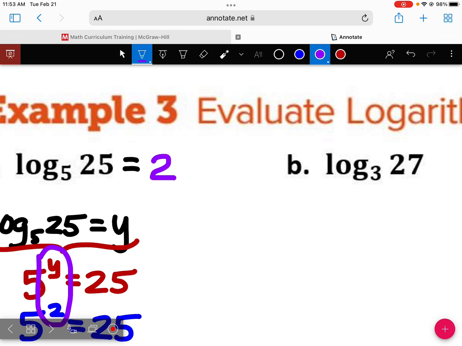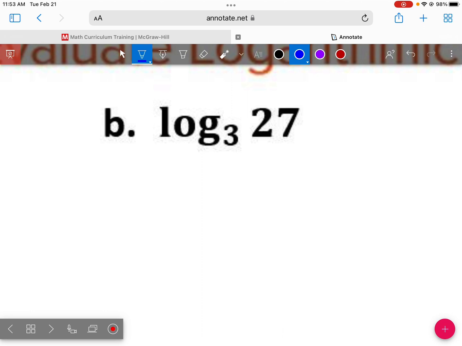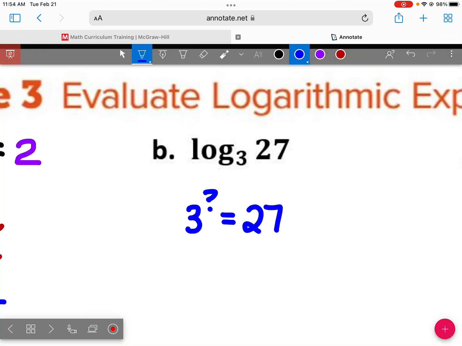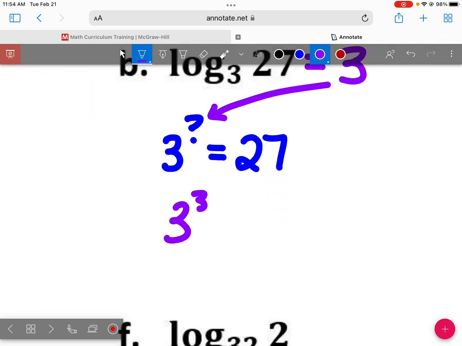Let's try this next one, part B. Help me rewrite this one into its exponential form. What's the base on the next log? 3. What's the exponent? I don't know. Question mark, or I could put a z there, or I could put a y. 3 to some power equals what? 27. Do you know what that exponent would need to be? 3. Because 3 to the third power equals 27.